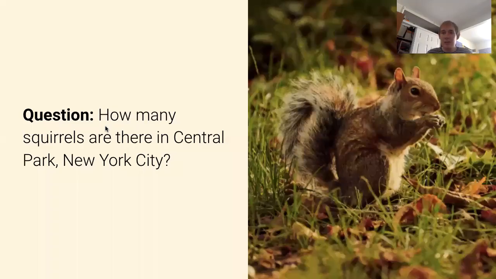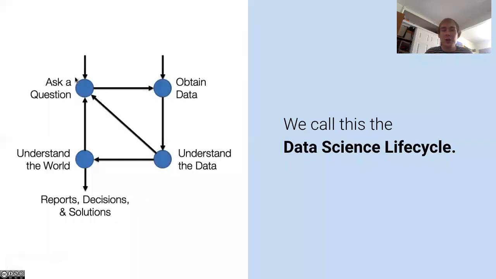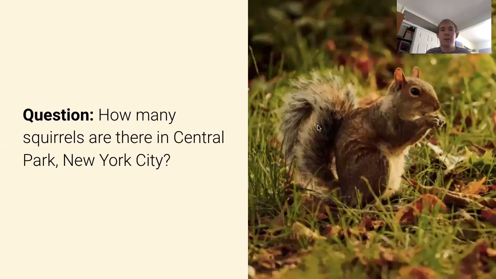So the question that some people came up with is, how many squirrels are there in Central Park in New York City? Central Park is a very big park. It's in the middle of Manhattan, and there's tons and tons of squirrels there. Some people wanted to figure out exactly how many squirrels there were. They wanted to count every single squirrel in the park and come up with a number. So in this case, they're starting with a question. They haven't collected any data yet. They just had a question, and then they came up with ideas as to how to go about obtaining data to answer this question.